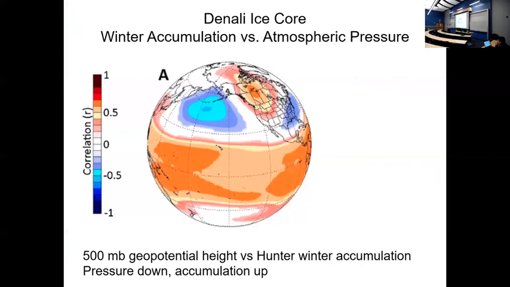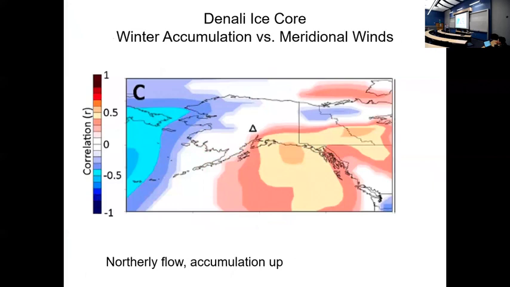So we have counterclockwise circulation around that Aleutian Low. It strengthens, and we're just driving more moisture into the Alaska Range, and Mount Hunter and Denali are the first big barrier that those air masses hit. So pressure down, accumulation up. So our records would suggest something very similar to what we saw with the sea salt sodium records, that we're seeing an intensification of the Aleutian Low, although this record starts like 100 years later than for the sea salt sodium.